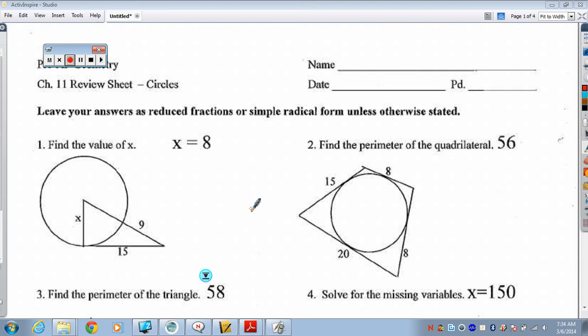All right, let's get started. So here is the review for the circles unit. Hopefully we are aware of most of these problems and know how to do them at this point in time. First of all, let's look at this problem.